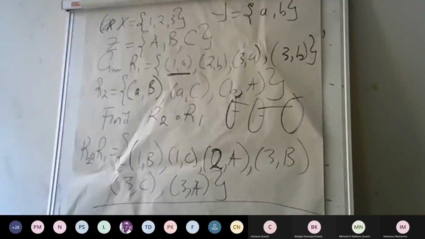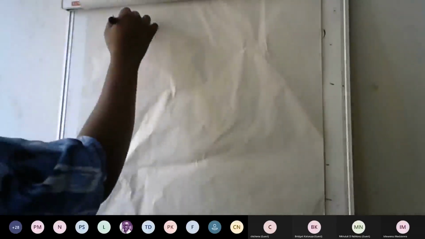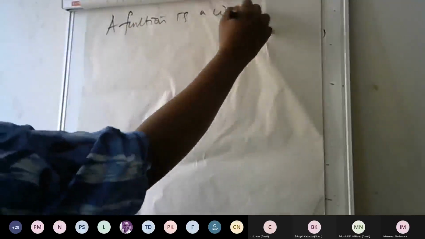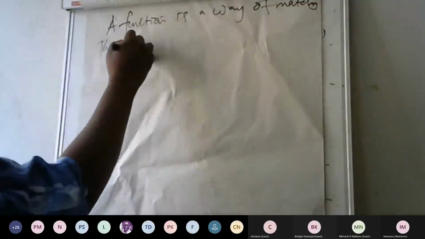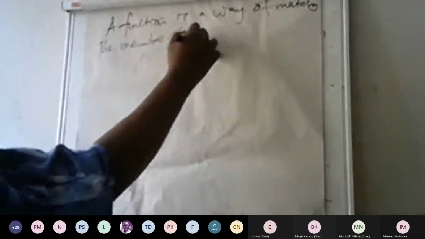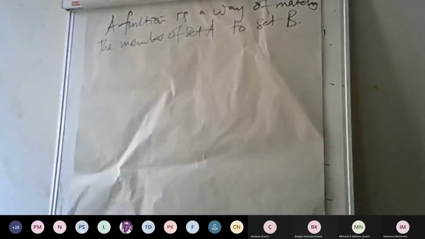Right. So let's look at functions. A function is a way of matching the members of set A to a set B in its simplest definition.